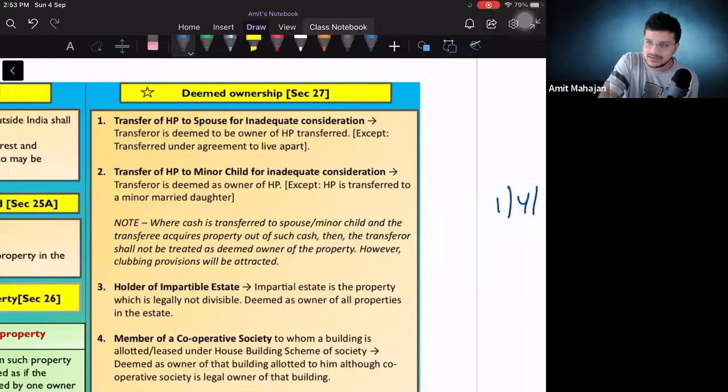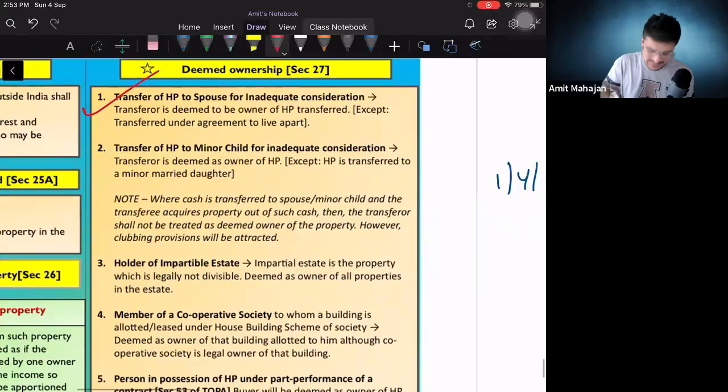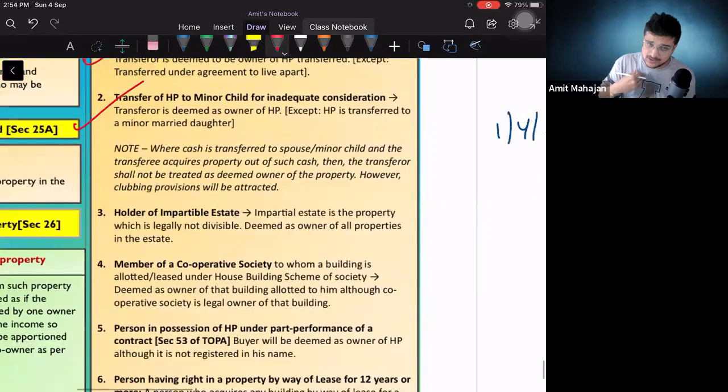So if I give it for inadequate consideration, even though she is the owner, I will still be considered the owner and I will have to pay tax on that. Point 2, same for a minor child. If you transfer your house property to a minor child, it will be taxable in my hands only.